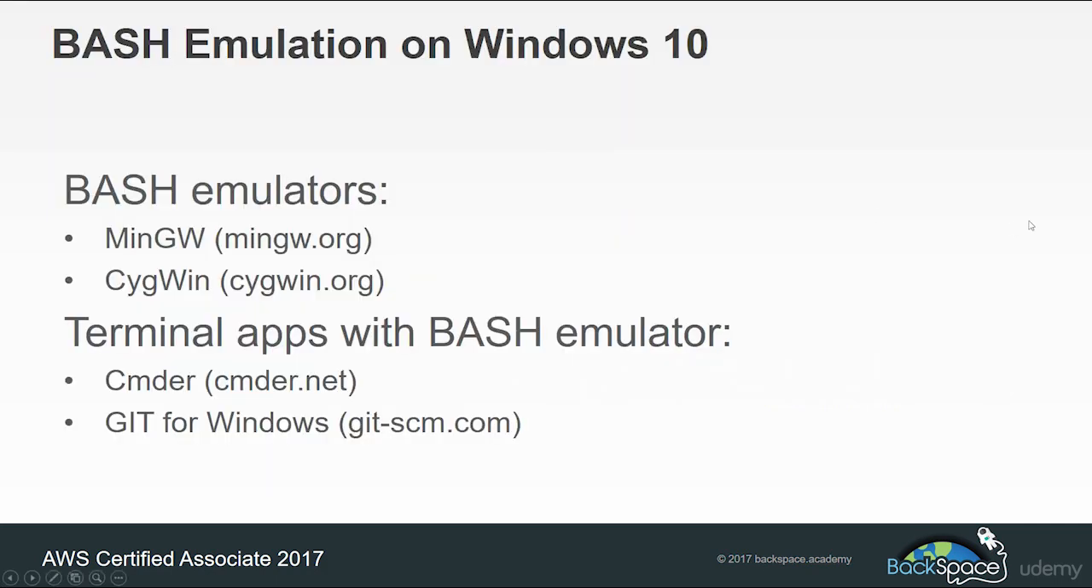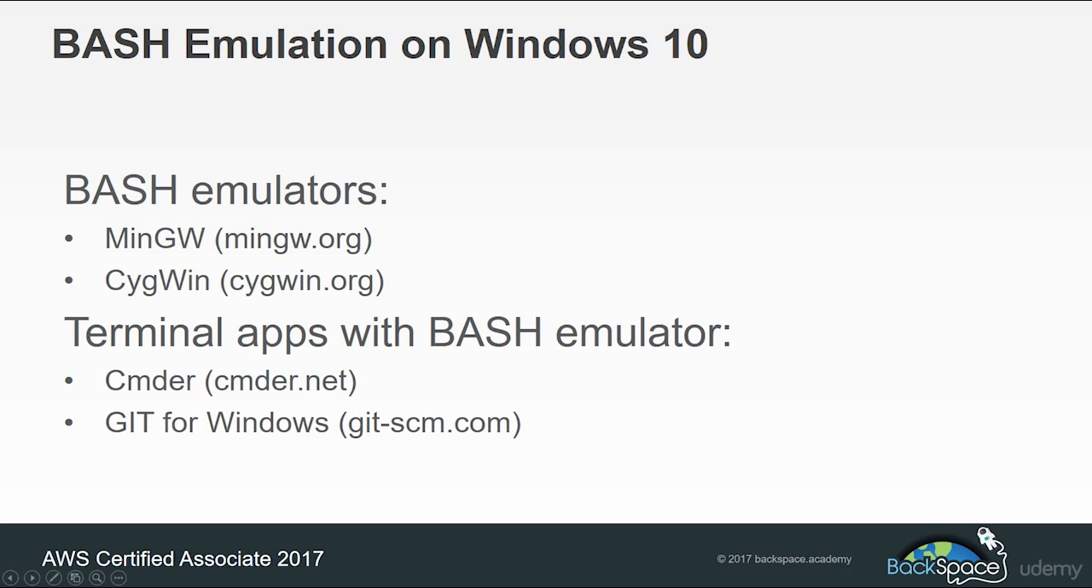So the first option that we have available to us is to use Bash emulation on Windows 10, and that allows us to run Bash commands on our Windows 10 environment in a similar way that we would on a Linux environment. So we have a couple of options there available. We have MinGW, and we just go to their website there, mingw.org, or we have Cygwin. And both of those allow you to run a Linux-like environment on Windows 10. So it's basically an emulation of those Linux commands that allow you to run Bash commands on your Windows 10.